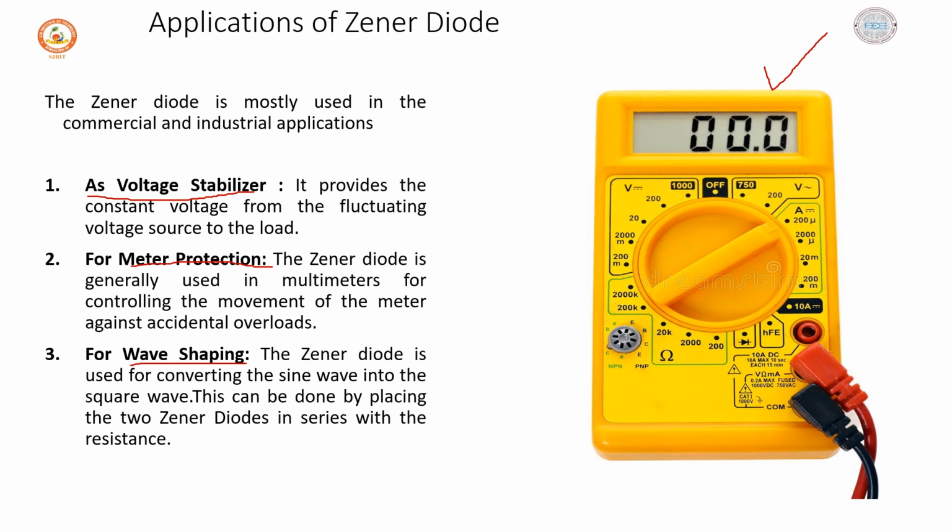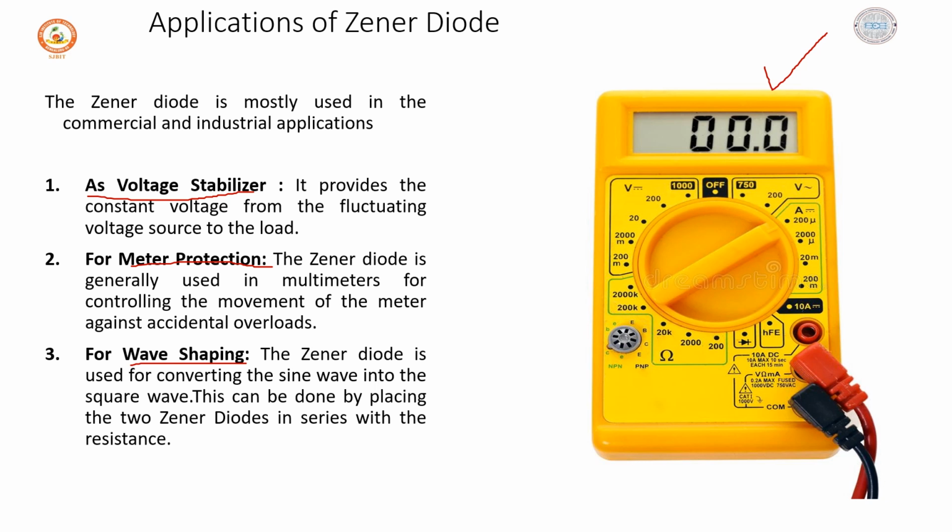The second application of a zener diode is meter protection. The zener diode is normally used in multimeters, which helps control the movement of the meter against overloads. Whenever higher values of current and voltage are measured, the zener diode protects the multimeter device. The third application of a zener diode is phase shaping.